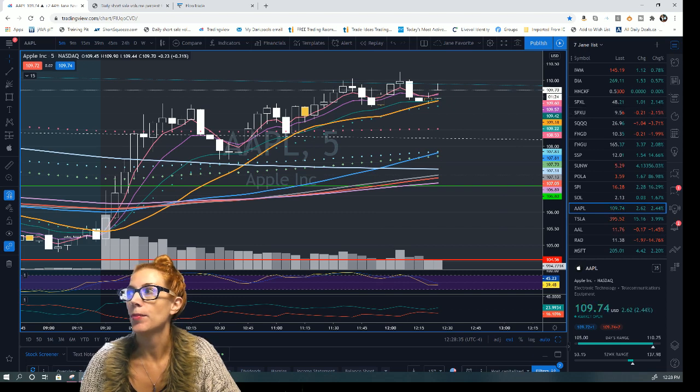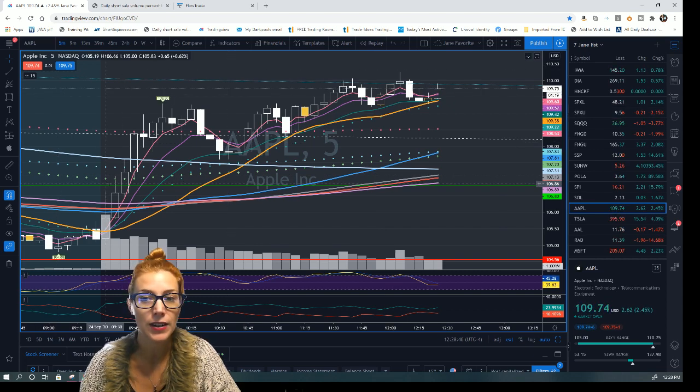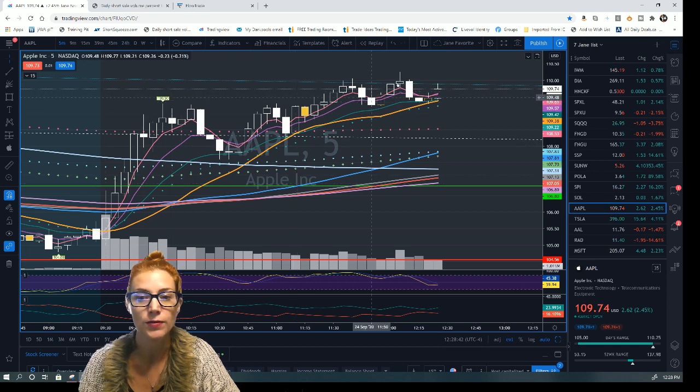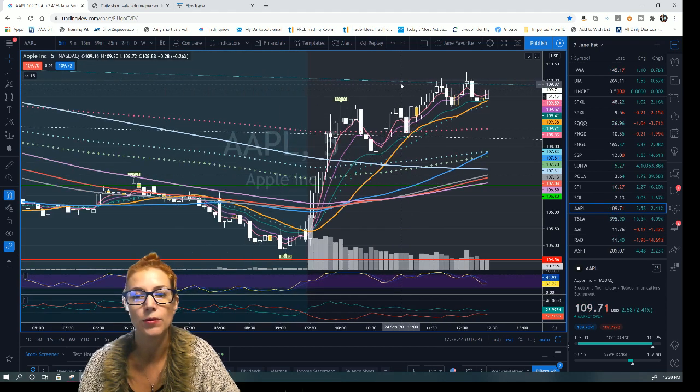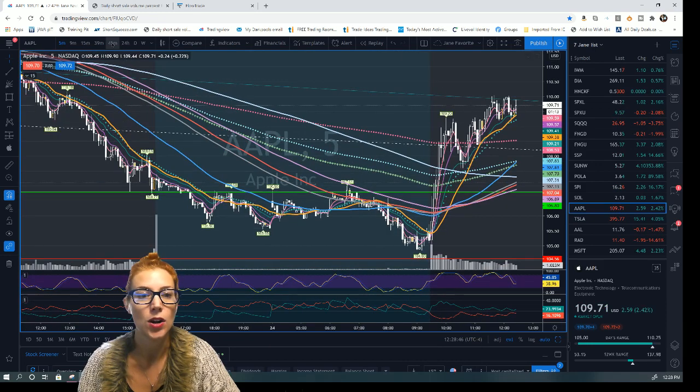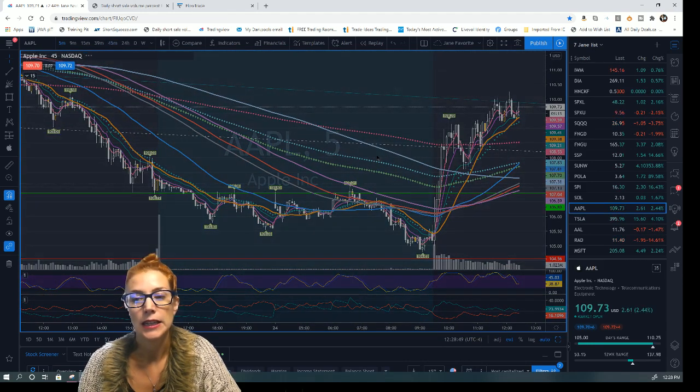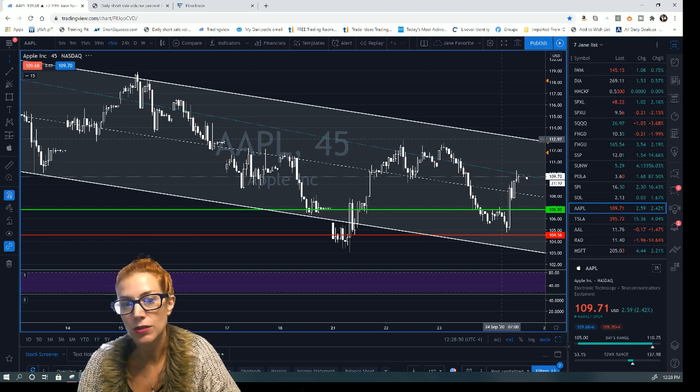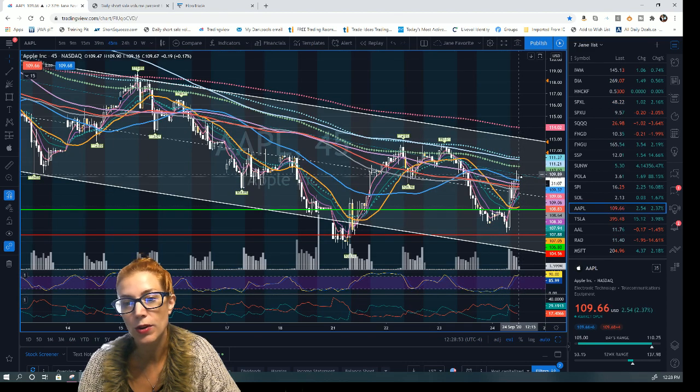And for Apple, I said, hey, if we break above 106.80 for today, we have a nice potential move to the upside. Sure enough, and here we come to a downward trend that had developed earlier this week. And we will see if we're able to stay above this, or we're going to use this as a point of rejection and continue the sell-off.